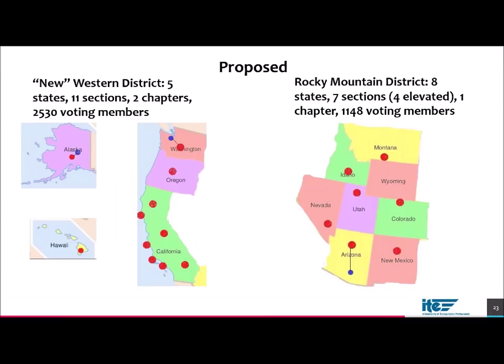Currently, all of our ITE districts have 1 international director. The Western District has 3 because of its size. So there's the potential that it could be divided a number of ways. One of the proposals that's being pursued or evaluated is the idea of a Rocky Mountain District that would include the mountain states of the Intermountain section, Montana, Idaho, Utah, Nevada, the Colorado, Wyoming section, Arizona section, and New Mexico.